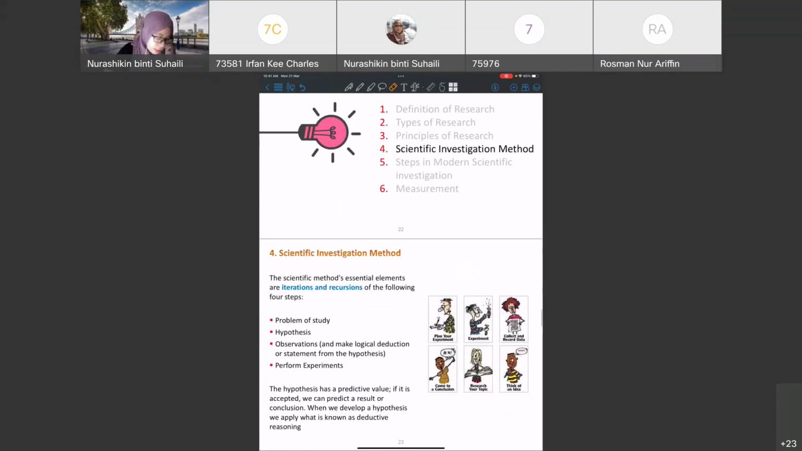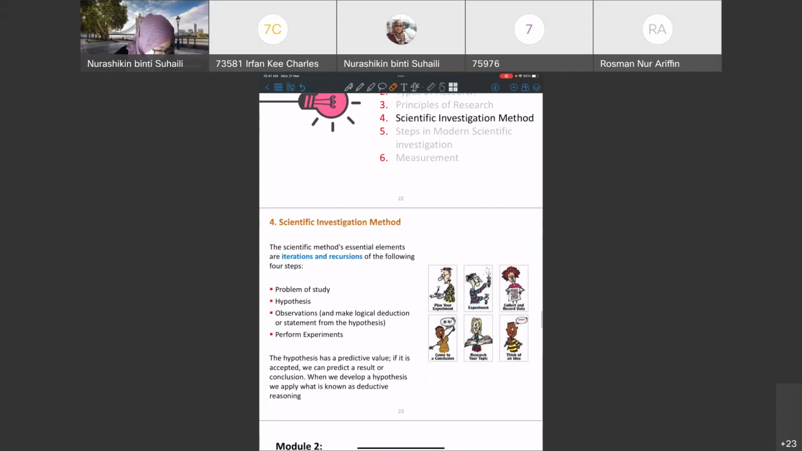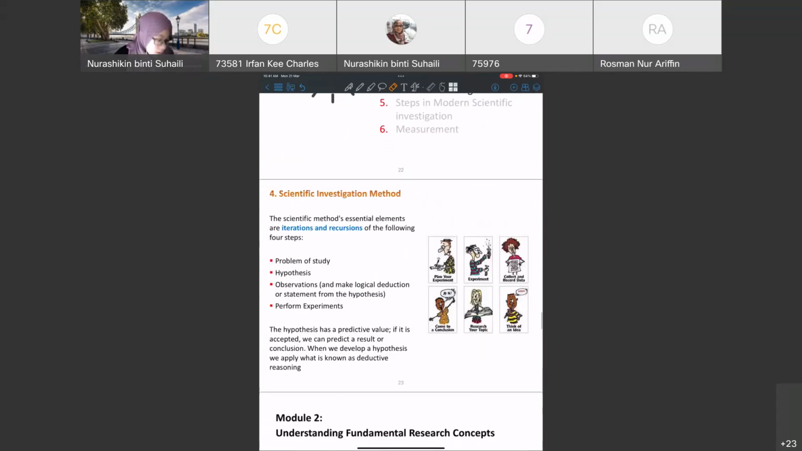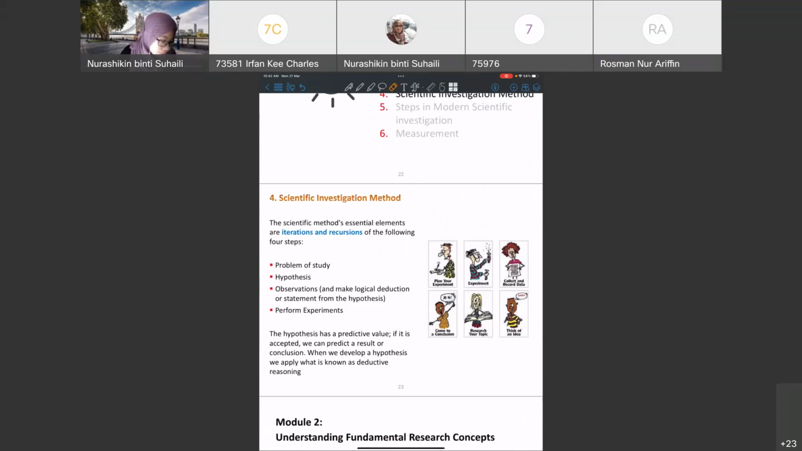Okay, scientific investigation method. What are the steps? Topic 4 and 5 are actually the same. So, what are the important things when we do research? Problem of study: what is the problem we want to answer? And then of course we must have a hypothesis. Hypothesis means an early assumption before you start any experiment. You must have an assumption of what will happen, whether you get this result or that result.